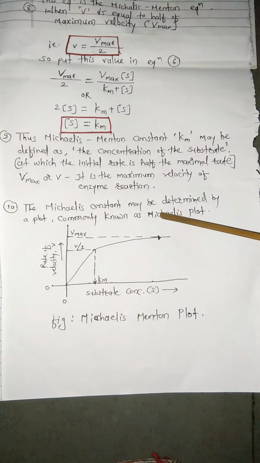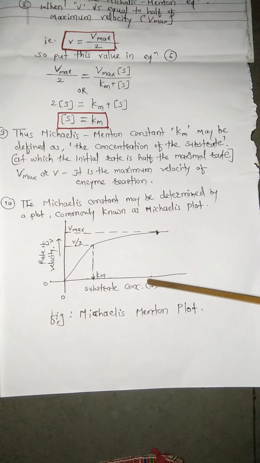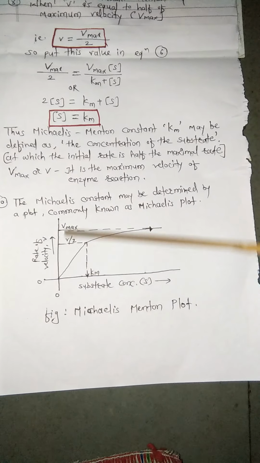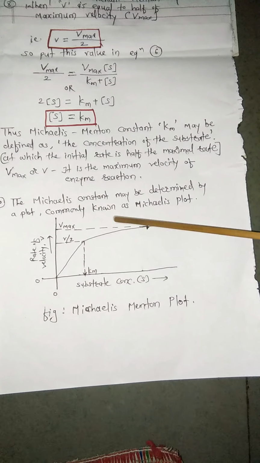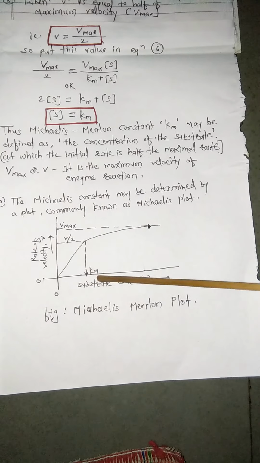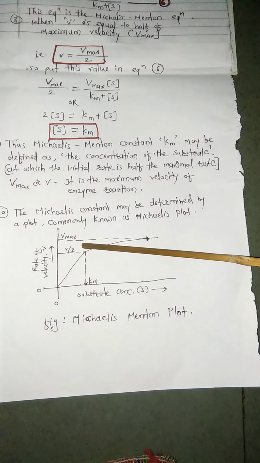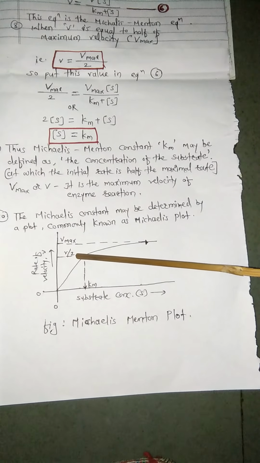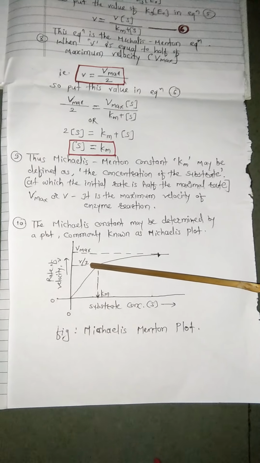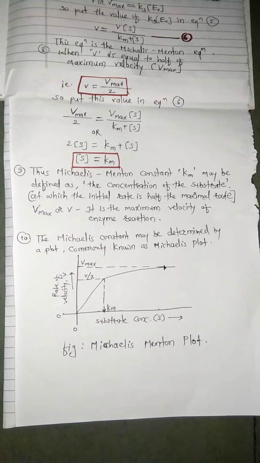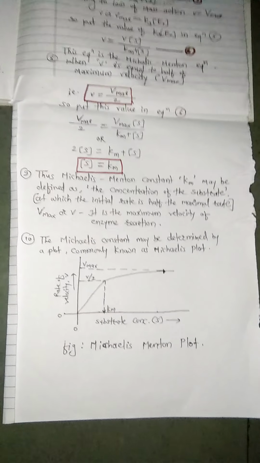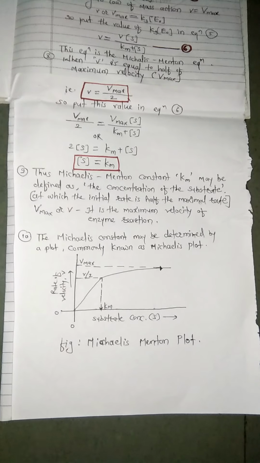And the last point, the 10th, is that the Michaelis constant may be determined by a plot which is commonly known as the Michaelis plot. See the plot here as I have shown: the rate of velocity V against substrate concentration. We get the Michaelis constant by taking half of the maximum velocity. These are the total 10 points useful for the study of the Michaelis-Menten plot. Thank you. The remaining Lineweaver-Burk plot we will see in the next video.